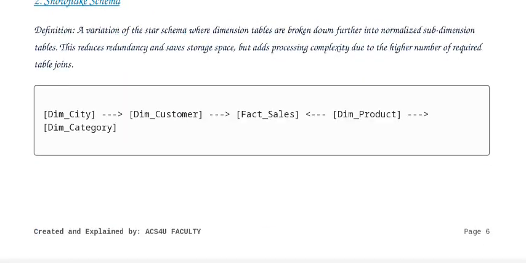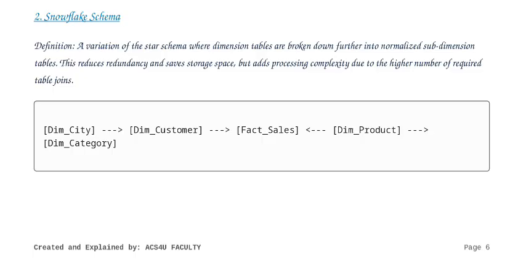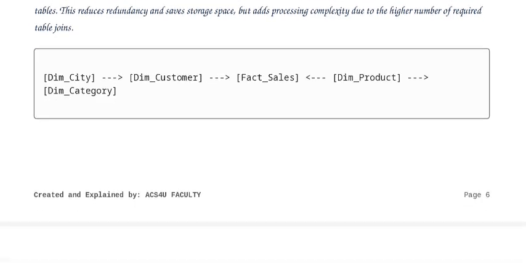Next, there comes the snowflake schema. It is a variation of the star schema where the dimension tables are broken down further into normalized sub-dimension tables. This reduces redundancy and saves storage space, but adds processing complexity due to the higher number of required table joins. Next, you can clearly see here the diagram. Please note down the diagram.